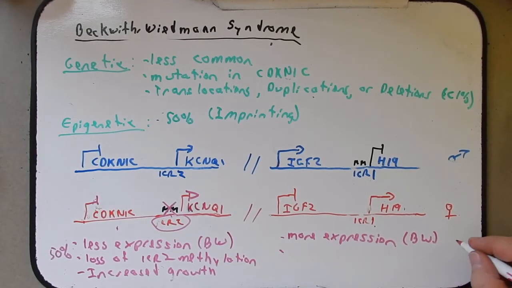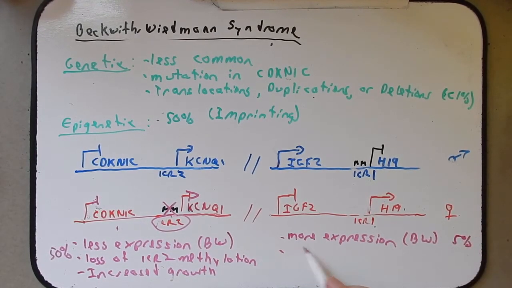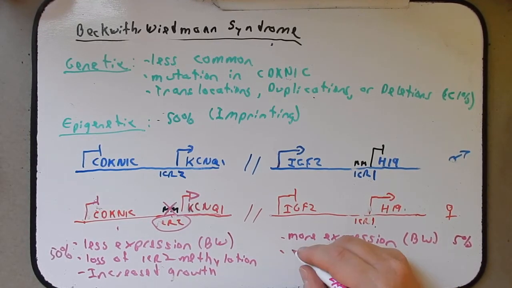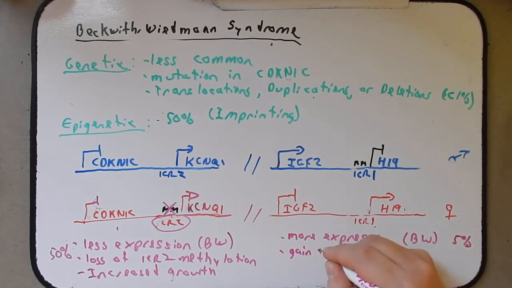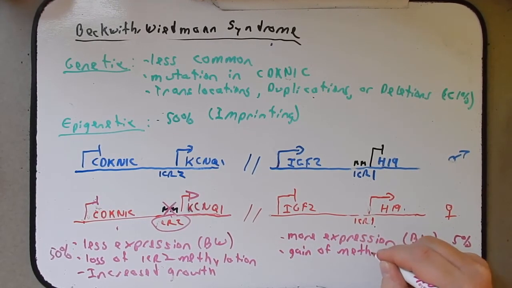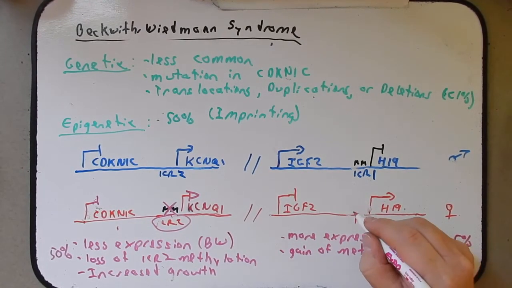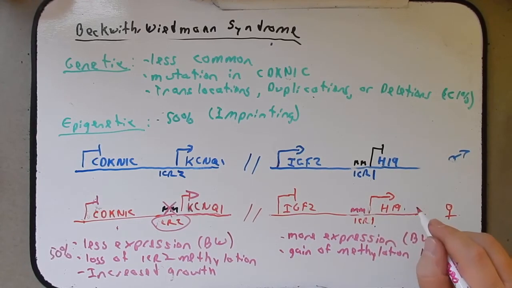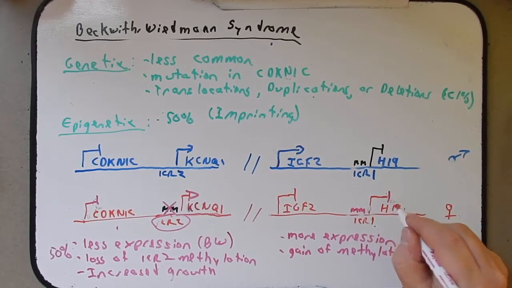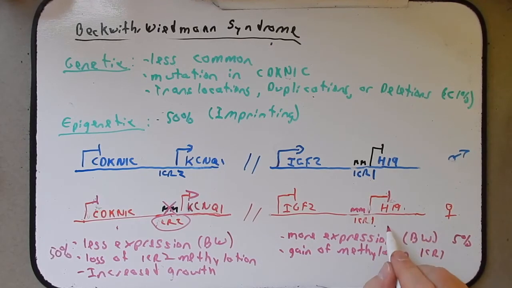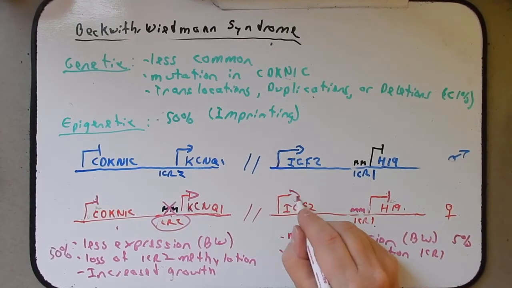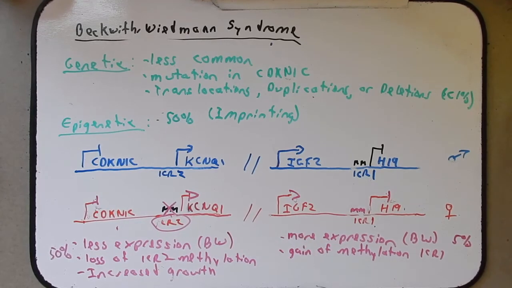Now, in about 5% of the cases, we do see more expression of the IGF2, and that's achieved by a gain of methylation in ICR1. By adding methyl groups here, we will reduce the expression of H19. Reducing the expression of H19 will increase the expression of the maternal copy of IGF2. And as predicted, that will give us increased growth.